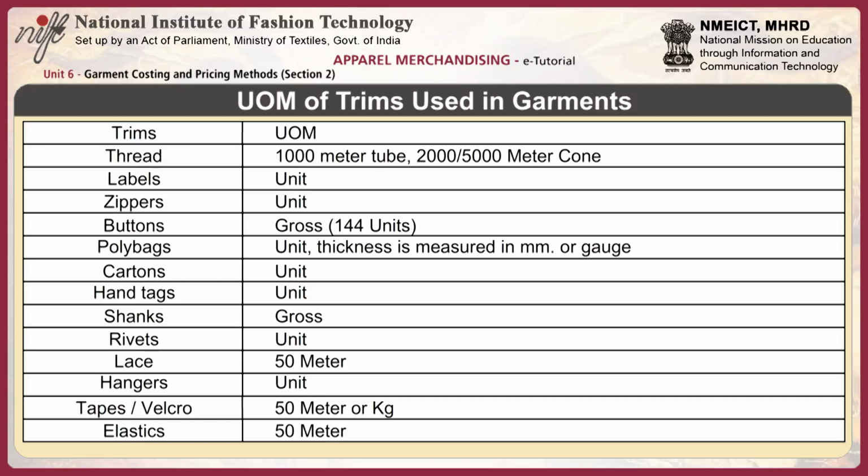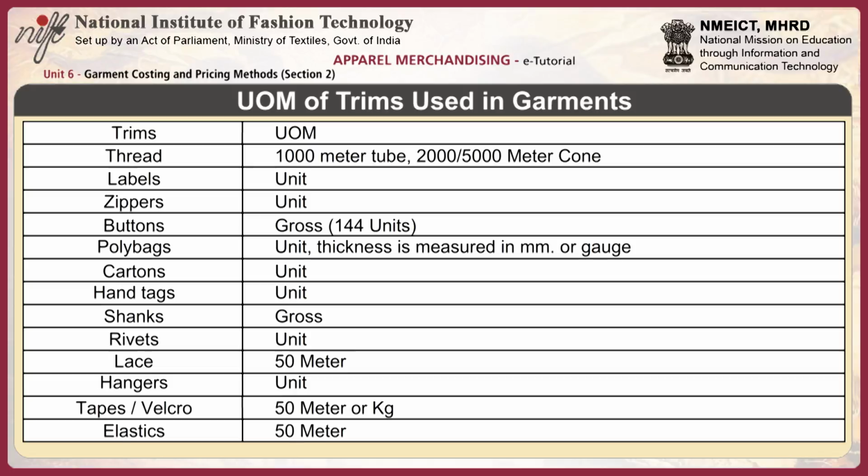Similarly, poly bags. Poly bags can be with respect to the number of units, and thickness is measured in terms of millimeters, or there is also a gauge system. Cotton boxes again in terms of number of units. Handbags can be in terms of number of units.